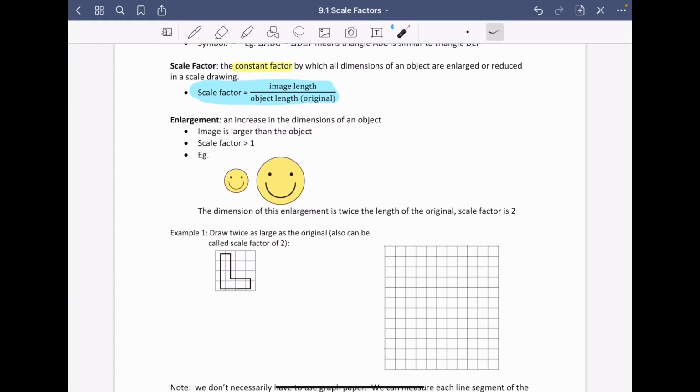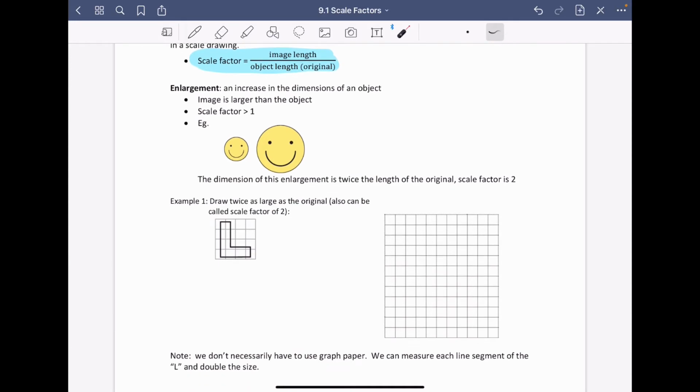Next one, enlargement. Enlargement is an increase in the dimension of an object. So the image is greater or larger than the object, and so your scale factor is greater than 1. Let's think about some examples of enlargement in real life. For example, if you have learned science and seen a cell diagram, the cell diagram is actually an enlargement of a real cell.